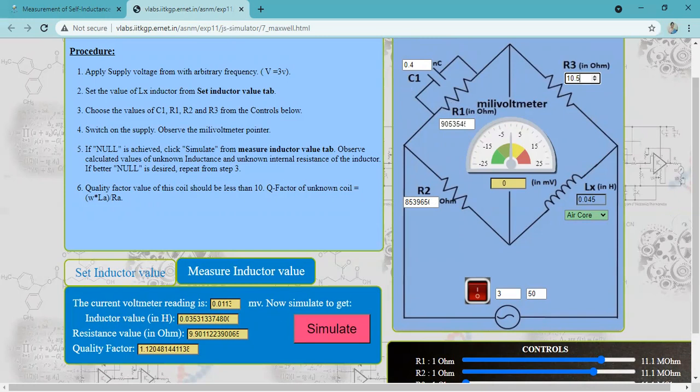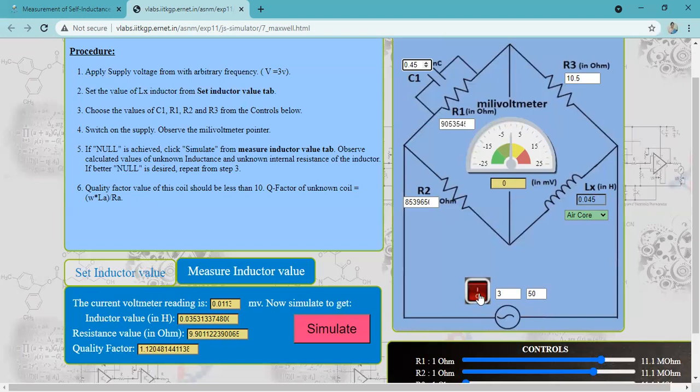Then we have C1. Let us choose C1. For the first reading, C1 was 0.4. Now I will select C1 as 0.45. With this up and down arrow, you cannot select 0.45, so I will use the keyboard and write 5. So now C1 is 0.45. So I will repeat, in the columns: R1 9 mega ohms, R2 8.53 mega ohms, R3 10.5 ohms, C1 0.45 nanofarad, and then your LX is fixed, that is 0.045 for air core.